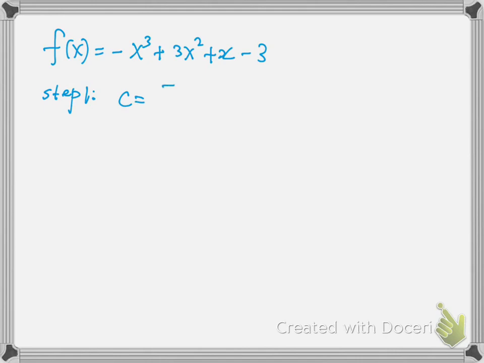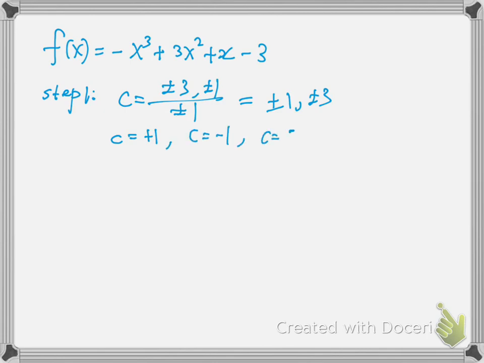So this is plus or minus 3, plus or minus 1, divided by plus or minus 1. Factors of the last divided by factors of the first. Then we got positive 1, negative 1, positive 3, negative 3. So we have 4 possible c's. And for all these c's, we do the synthetic division until remainder 0.